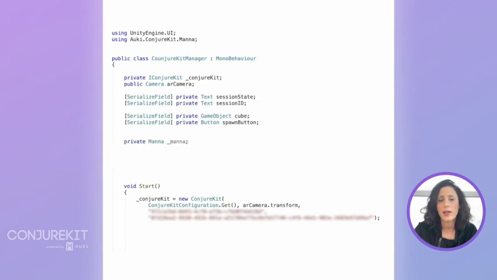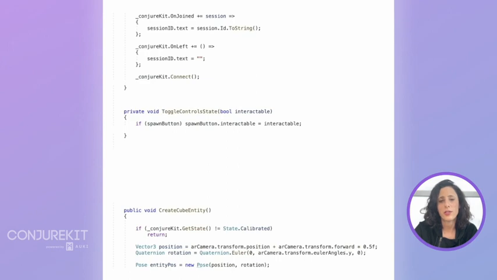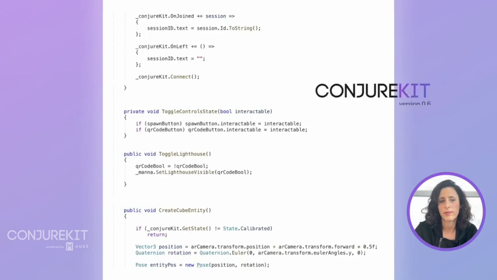Create a private Mana variable, add a boolean and a button to turn our lighthouse on and off, and initialize Mana on our start function. Enable our button based on the session state, and create a toggle lighthouse method. To toggle our lighthouse on and off, we simply use the method mana.setLighthouseVisible.